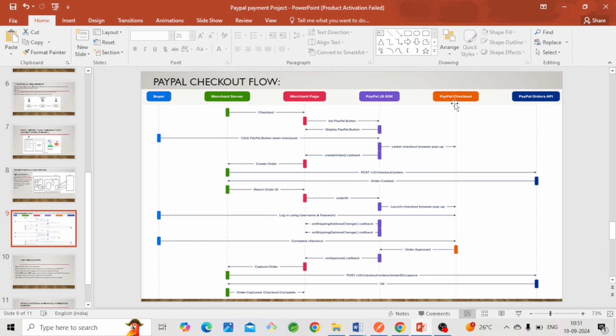Now next is PayPal Checkout. This is the checkout process provided by the PayPal system for the payments. And the next is the PayPal Orders API. The backend API of PayPal is used to manage order creation and capture. So this is responsible for creation of the order and capturing the order. These are the main functionalities we discussed. Now we will see the entire end-to-end flow one by one.